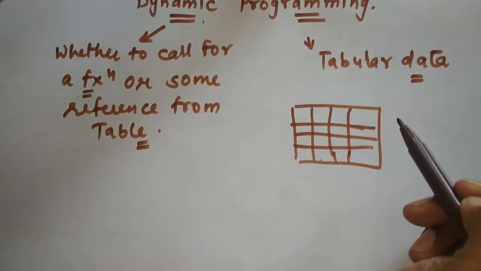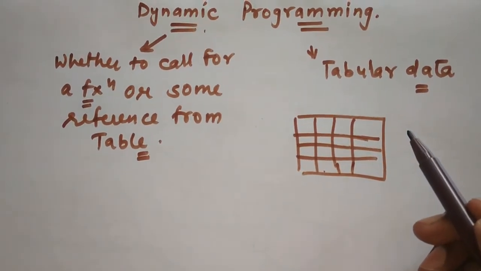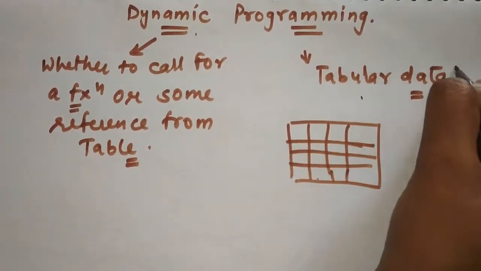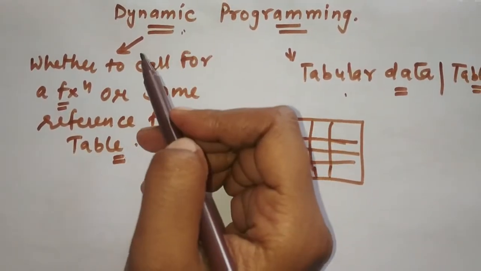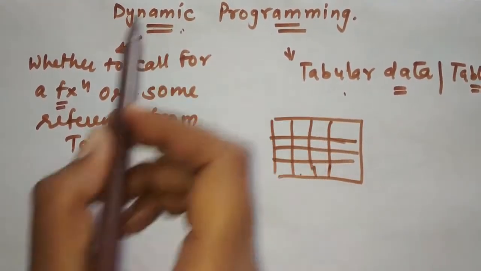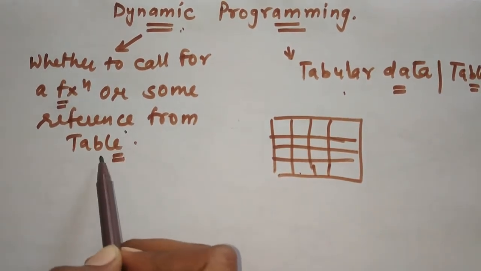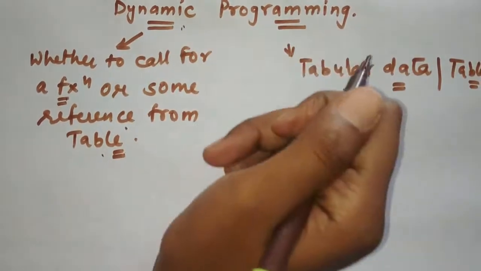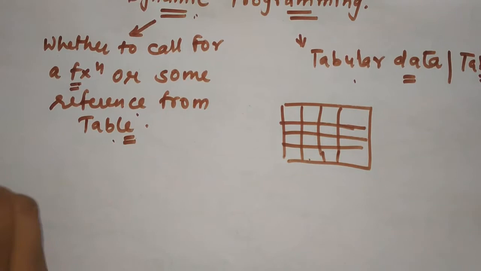And programming means that we are using tabular data. Here programming doesn't mean that we are going to use any programming language or coding. Programming means tabular data, or table form, or that we are going to use a table. And dynamic means we are choosing whether to call a function or take some reference from the table, and this decision is dynamic. So this is called dynamic programming.